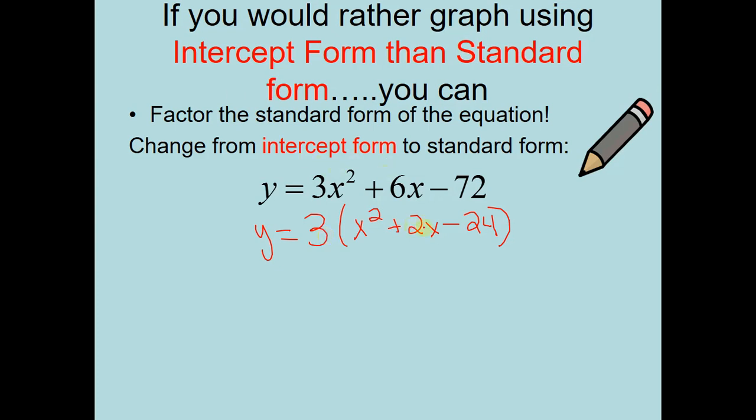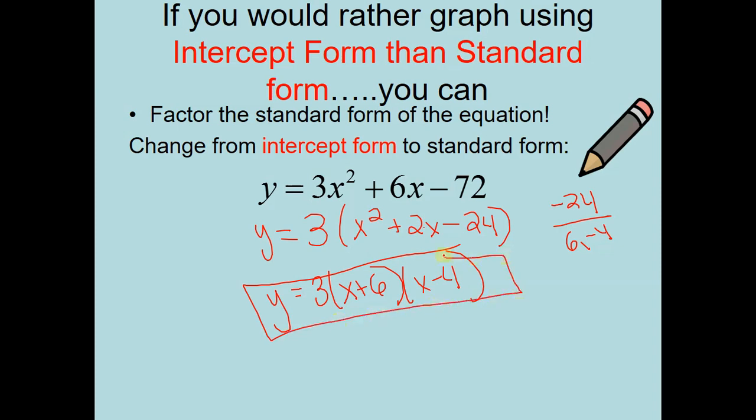Just need to factor the inside here. So we're looking for a value that multiplies to give us negative 24, but adds together to give us 2. 6 and negative 4, I think will do the job. So since our a is 1 now, we can just jump immediately to the factored form. And that would be our intercept form of that particular standard form. Definitely a lot easier to find our intercepts, and definitely even more easier to find your vertex. You don't have to use that formula.